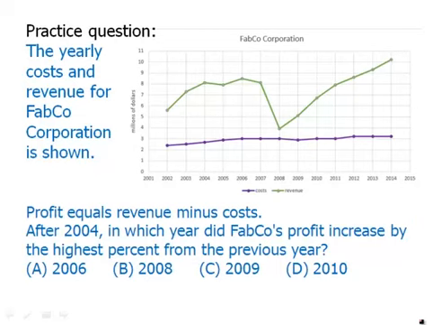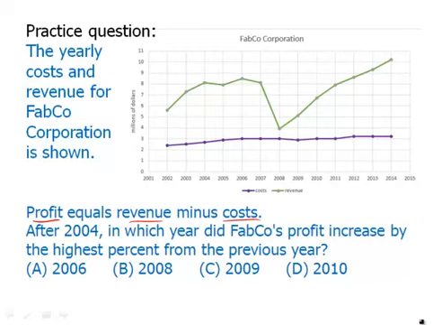There was a big drop in 2008, presumably because of the subprime mortgage crisis in 2008. And then after that, it rose steadily. So very interesting pattern. And then we're told that profit equals revenue minus cost. So that's something that you may have to know. Certainly if you were taking a test like the GMAT, you would have to know that profit equals revenue minus cost. But here the question was nice enough to tell you that.